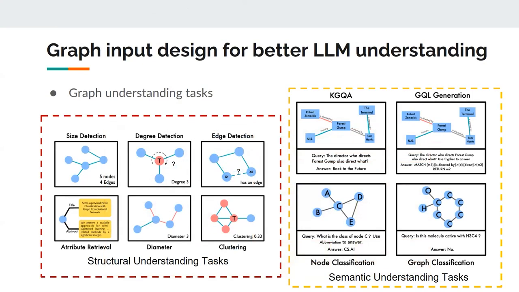They divide the graph understanding tasks into two categories, structural understanding and semantic understanding. For structural understanding, we ask the LLM to detect, retrieve, or calculate structural information of the graph, such as graph size, node degree, graph diameter, and the clustering coefficient. The semantic understanding task is more like a reasoning task, including KGQA, graph query code generation, and node or graph classification.